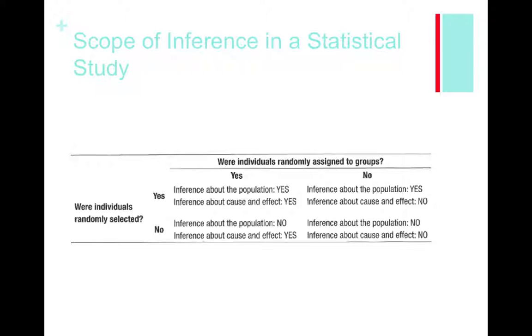Let's take a look at an example of where we see this. This is a chart showing you what you can do and what you can't do: whether individuals were randomly assigned to the groups, versus whether individuals were randomly selected.